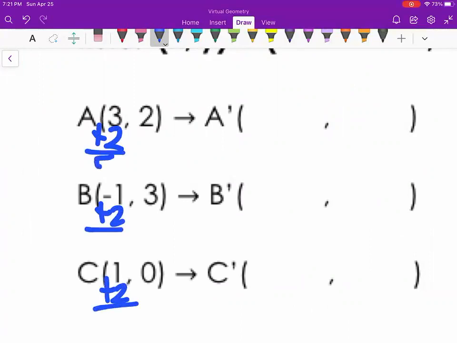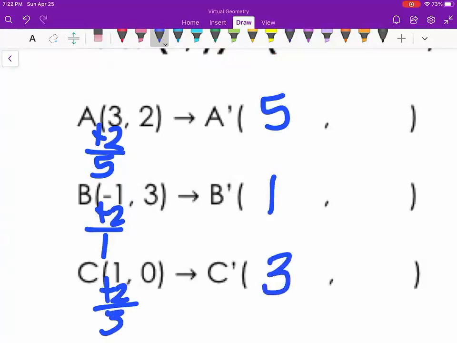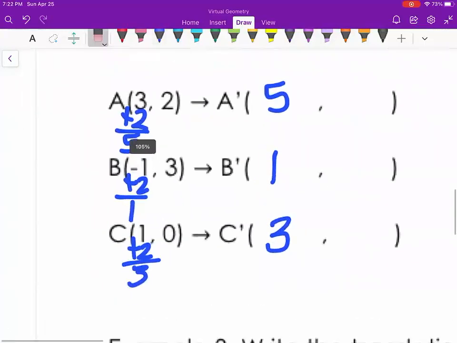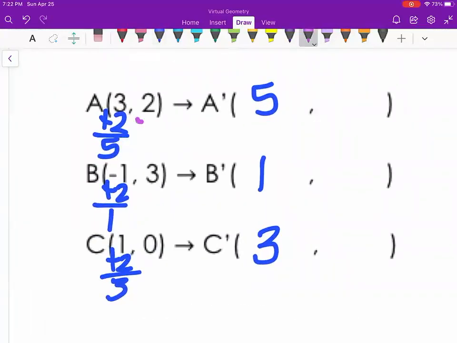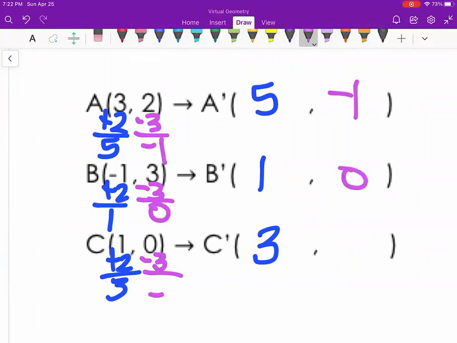So 3 plus 2 is a 5. -1 plus 2 is a 1. 1 plus 2 is a 3. Now let's do the y's. For every y, we're subtracting 3. So -3 to each of these y coordinates. So 2 minus 3, -1. 3 minus 3 is 0. 0 minus 3, a -3.